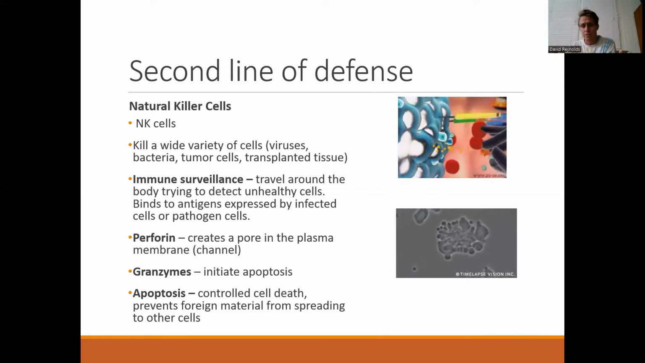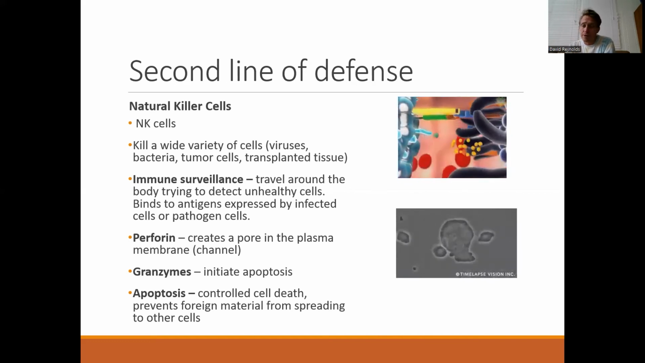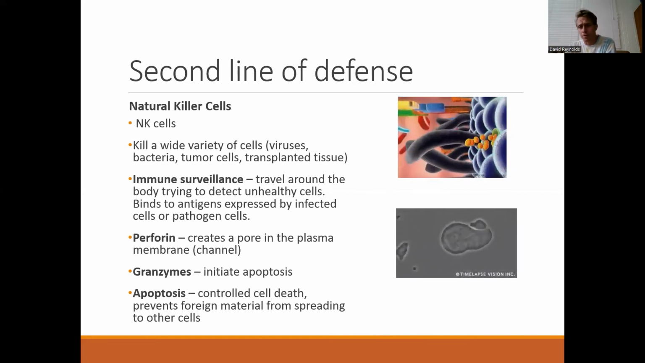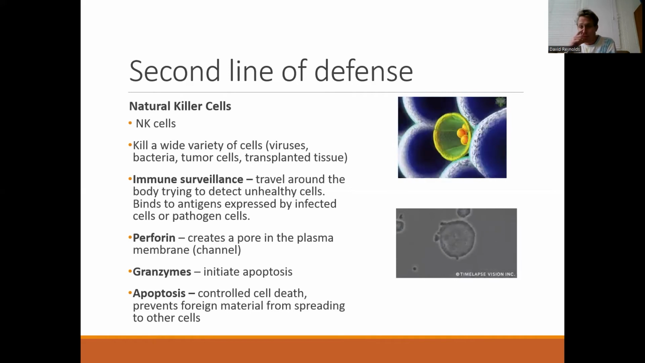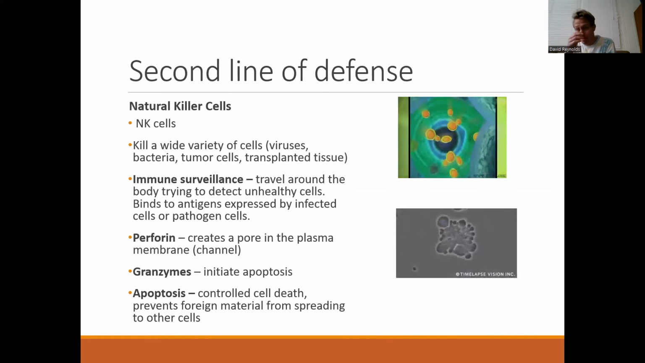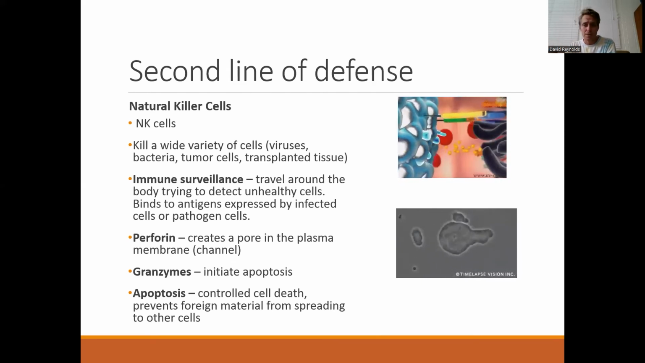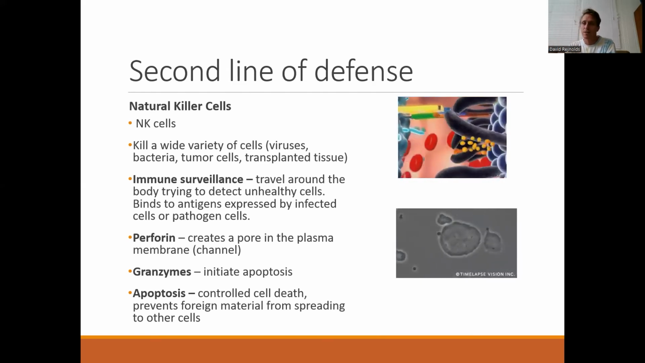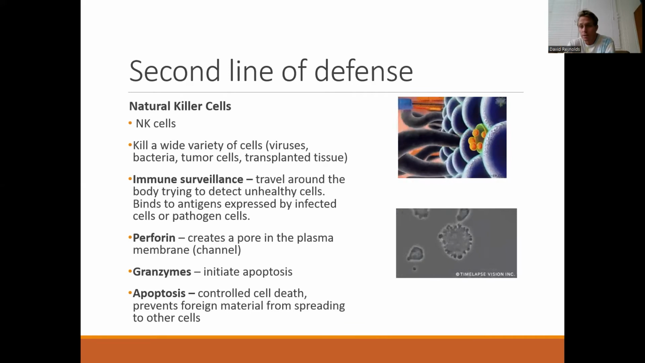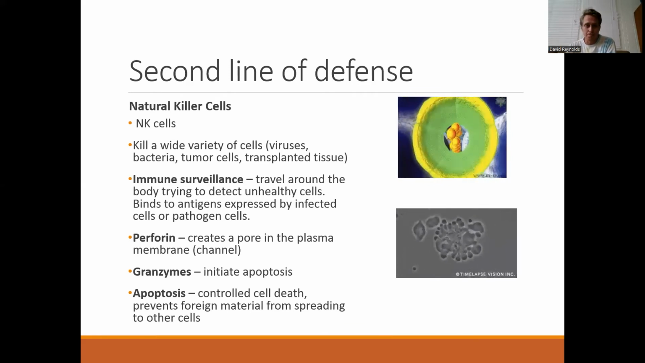Now, these can kill a whole bunch of different types of cells. They're really important for virus and bacterial infections. They're really important for suppressing tumor cells. And this is one of the major problems with incompatible transplantation or incompatible transfusion of blood, because these cells will kill anything they don't recognize. They're going to kill some of these other organs that are being transplanted into people.